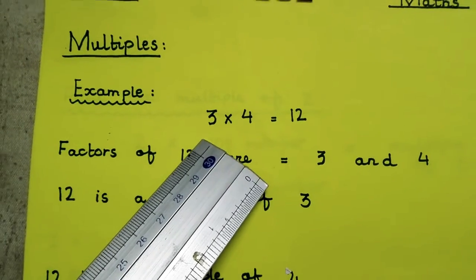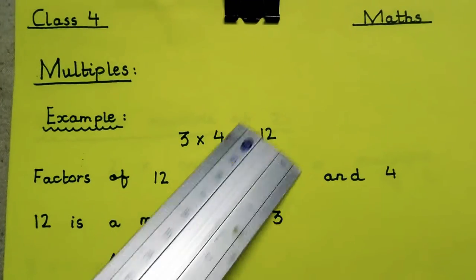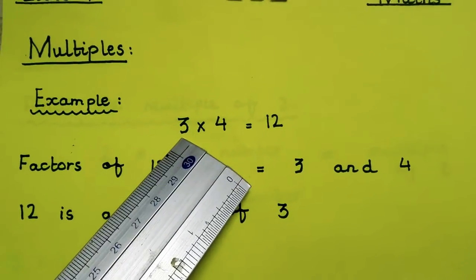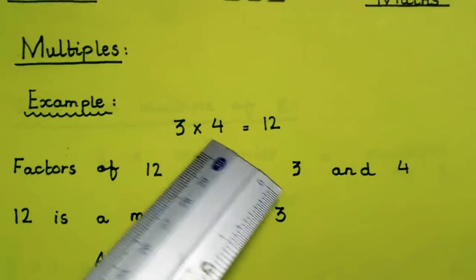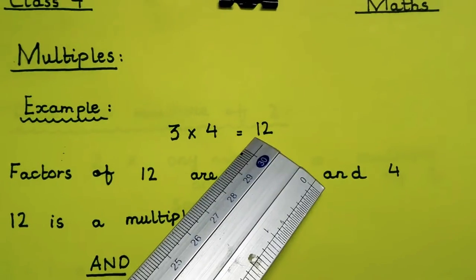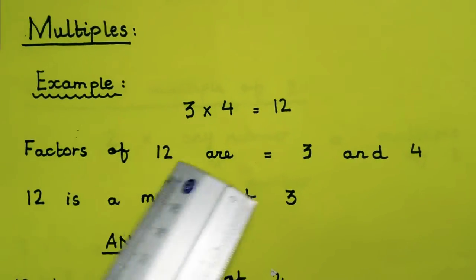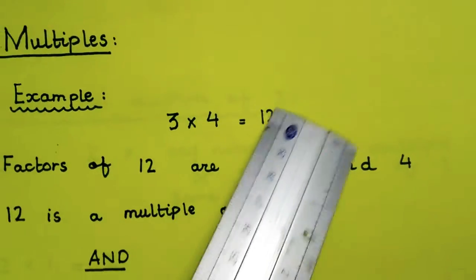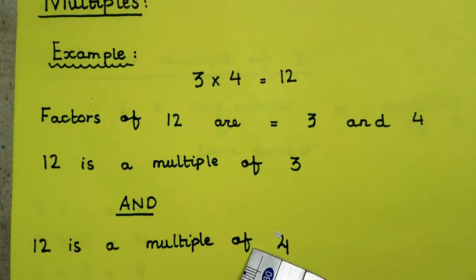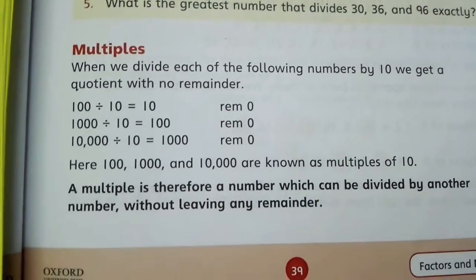Therefore, we define the definition of multiple. A multiple of a number is the product when the given number is multiplied by another number. When the given number 3 is multiplied by another number, we get a multiple of the given number. So the factors of 12 are 3 and 4, and 12 is a multiple of 3 and 12 is a multiple of 4.